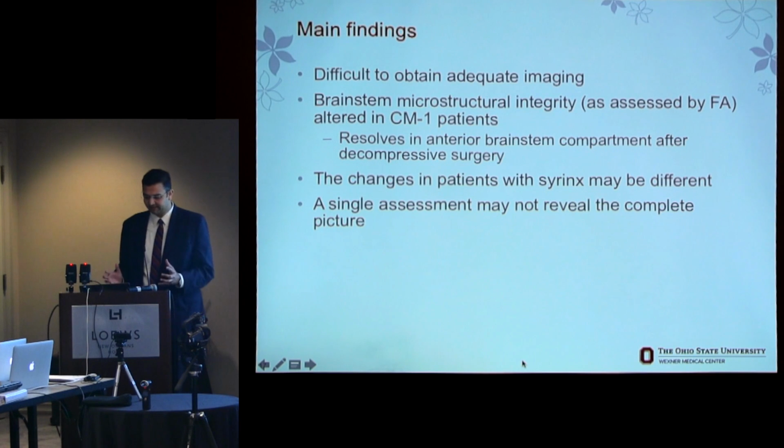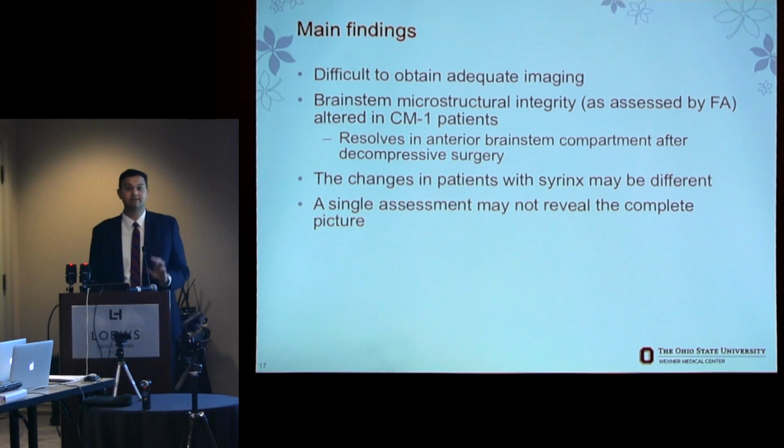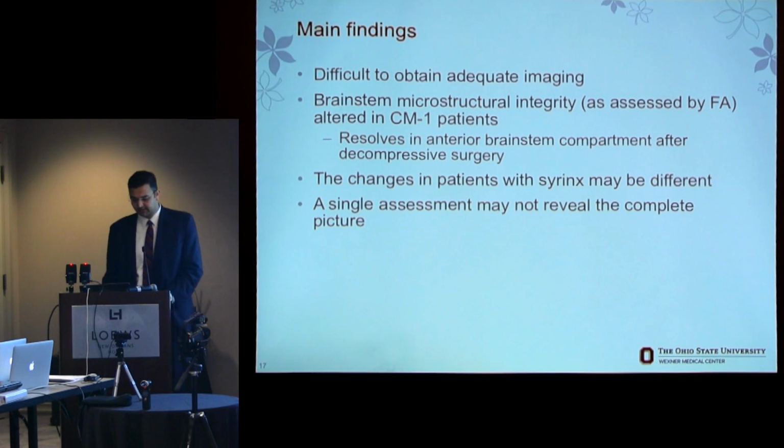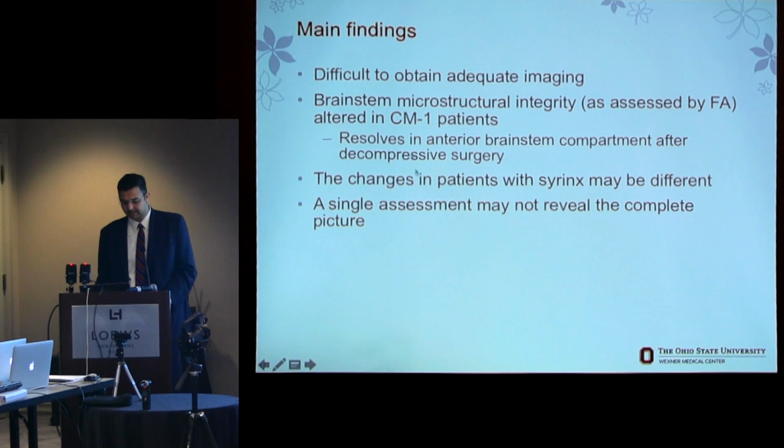So to summarize these main findings, first of all, it's difficult to obtain brainstem imaging to assess microstructural changes in patients with Chiari malformation. The second conclusion was that the FA is significantly different in Chiari patients as compared to controls. And there may be some differences in patients who have Syringomyelia. The elevated FA resolves after surgery.